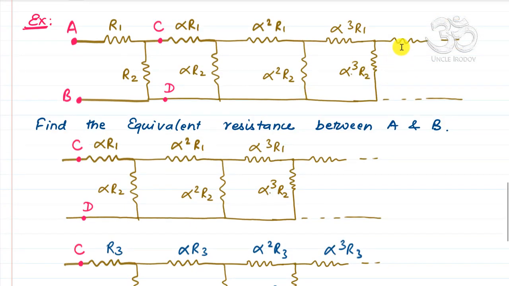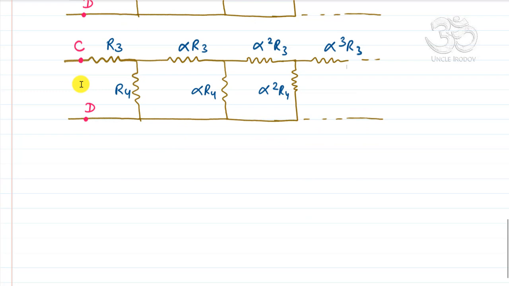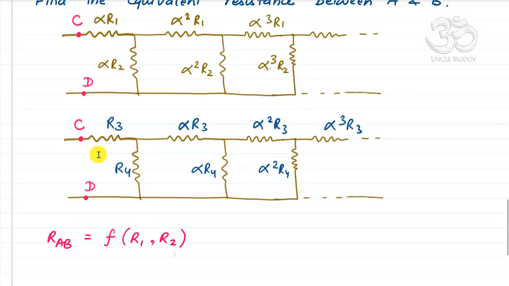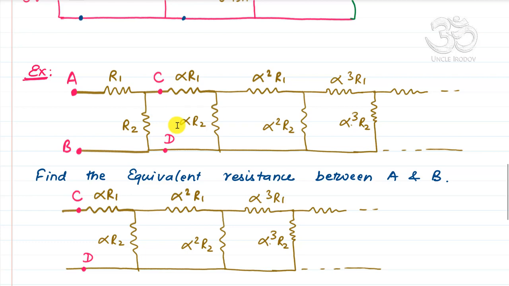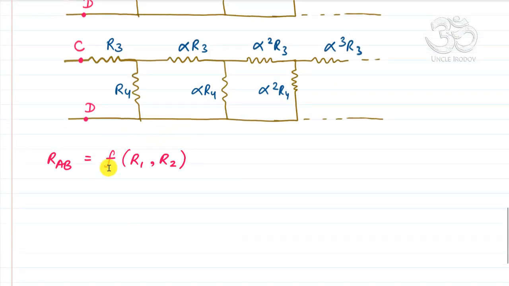So if I find the equivalent of this entire circuit, for the first circuit the equivalent resistance between A and B, let me write that as RAB, a function of R1 comma R2. It will be some kind of addition, multiplication, this, that, we don't know what it is, but the resistance between A and B will be some function of R1 and R2, and I'm going to represent that function as F. So F is that function.